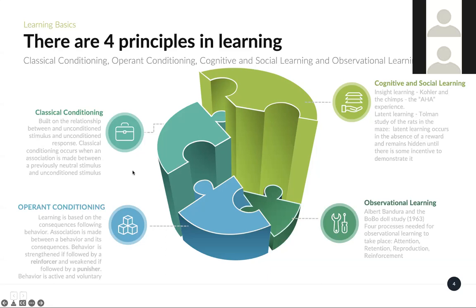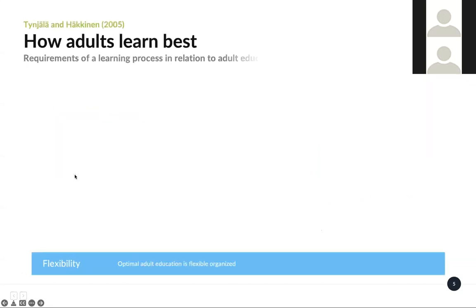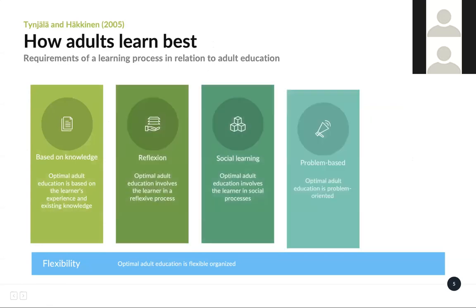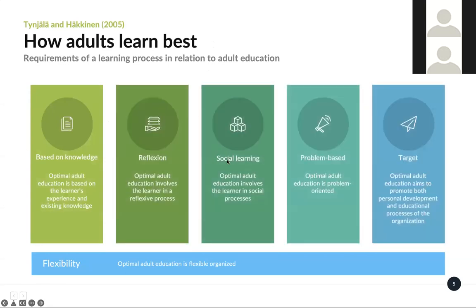Another really interesting subject in learning theory is that it is divided into how children learn and how adults learn, because we are interested in adult learning. And there are certain requirements. This is now a little bit more advanced, the theories are not that basic anymore.